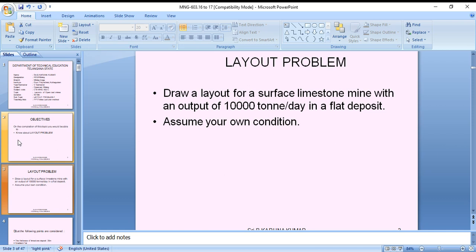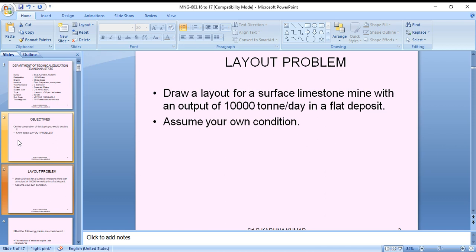Depending upon the number of limestone benches, the number of OB benches, how much capacity of equipment you are deploying, how to transport, what are the drilling and blasting, how much you will be getting, depending upon the value of the limestone. I think the 2020 limestone cost is around 800 to 2500, depending upon the quality and grade of the limestone, whether gray or white in color, depending upon the marketing price, to meet our 10,000 ton per day capacity in an economic way. Such things you are going to discuss elaborately in the simple layout problem example.